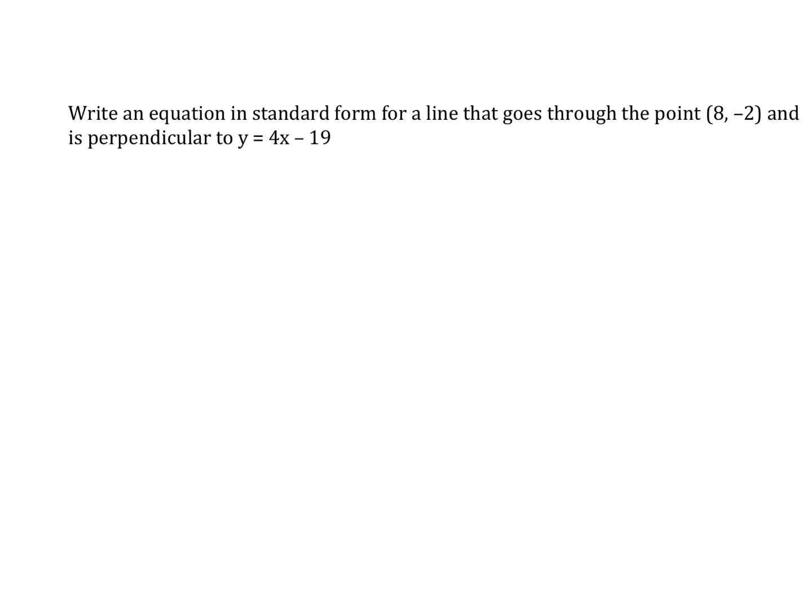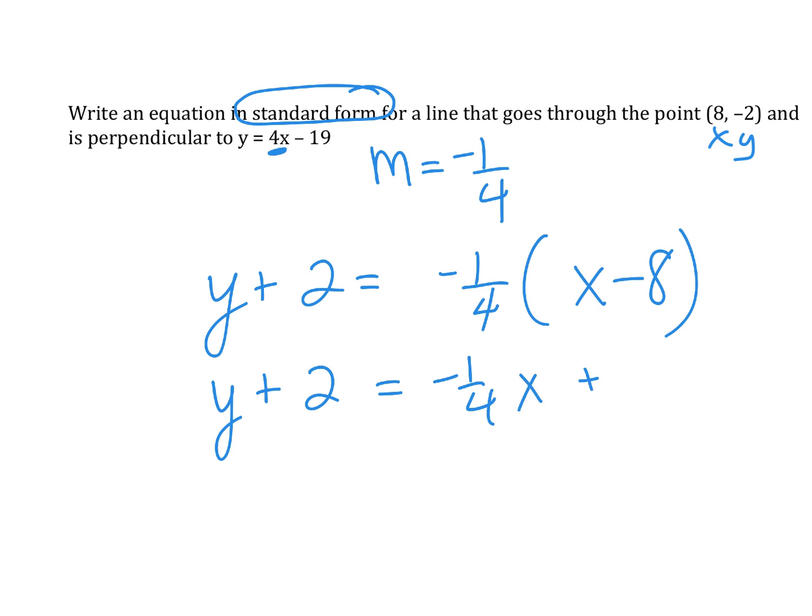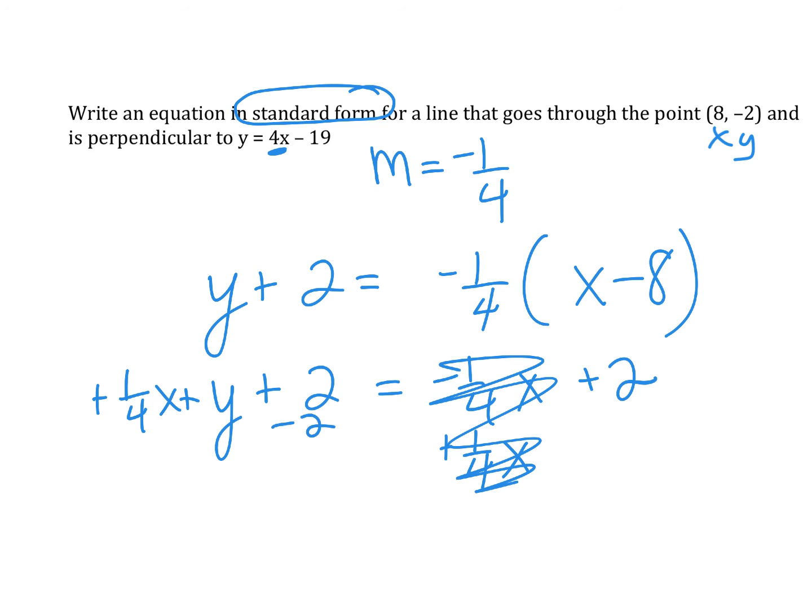And then for standard form, I'm going to start in point slope. So if this slope is a +4, I need to use a slope of a -1/4, and then I have to hit this point. So I'll have y plus 2 equals negative 1/4 parentheses x minus 8. And then I would distribute the negative 1/4. And then I would move the 1/4 x over to the other side by adding it to both sides. So it's gone here. And then I would subtract the 2, which is going to lead me to 0. So I'll have 1/4 x plus 1y equals 0.